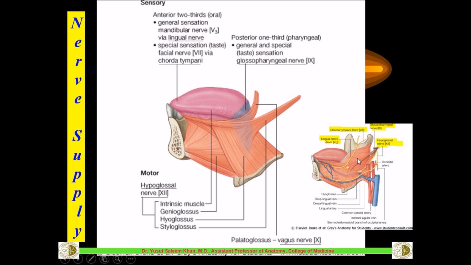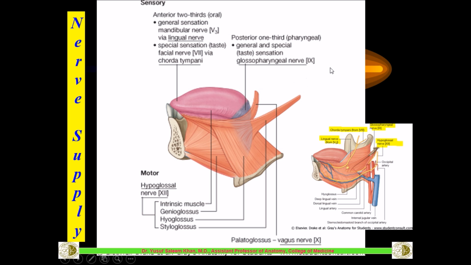is by the facial nerve through the chorda tympani nerve. Here you can see the chorda tympani nerve, which comes all the way here, and it carries the special sensation. It is mainly from the facial nerve through the chorda tympani nerve. So for the anterior 2/3, the special sensation is by the chorda tympani, and the general sensation by the lingual nerve.